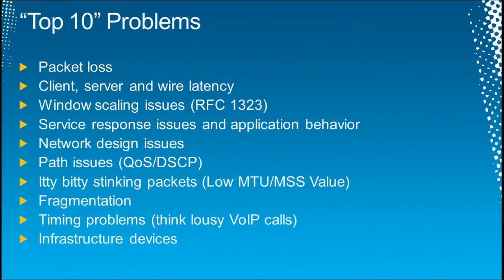Itty-bitty packets: going to the grocery store and picking up each item individually and bringing it back to your house, back and forth, is much slower than going in a car and grabbing all the groceries at once and bringing them back home. Same type of thing. I do not like fragmentation. I do not like to see IP fragmentation on the network. I also do not like to see links that only handle small packet sizes. They cause us problems. Think timing problems for VoIP calls, and on infrastructure devices it is huge.